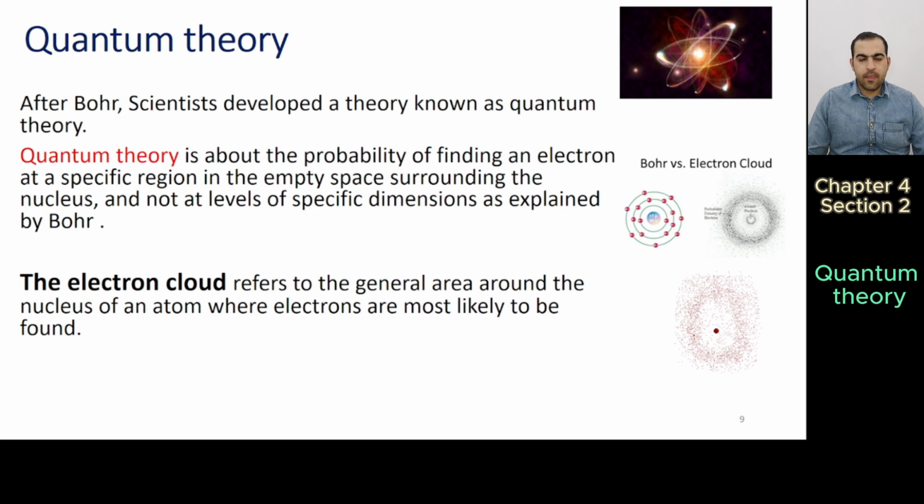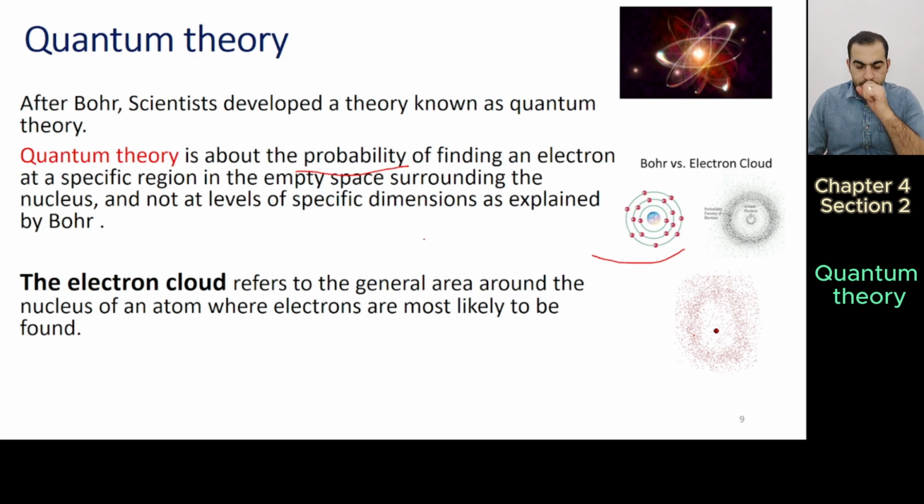Quantum theory. After Bohr, scientists developed a theory known as quantum theory. Look, we know that Bohr said electrons spin around the nucleus in definite orbits, right? But quantum theory is about the probability of finding an electron at a specific region in the empty space surrounding the nucleus, and not at levels of specific dimensions as explained by Bohr.